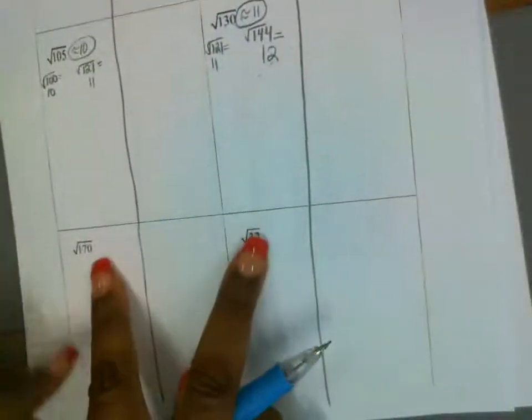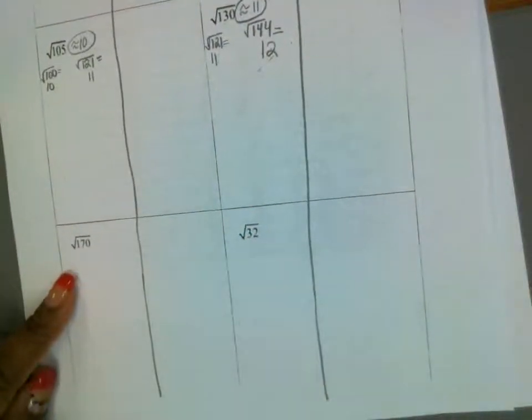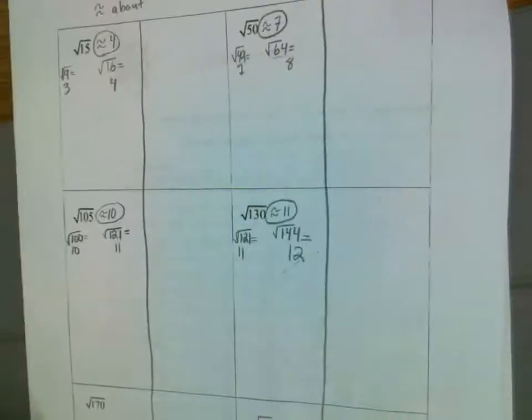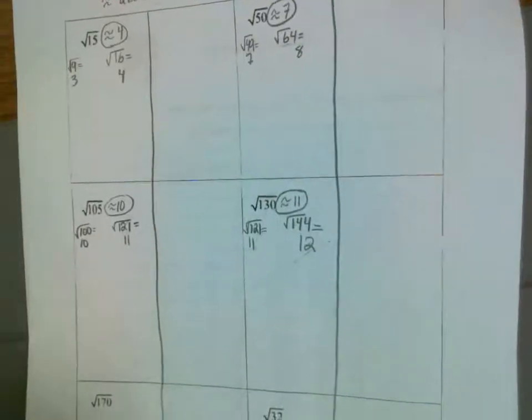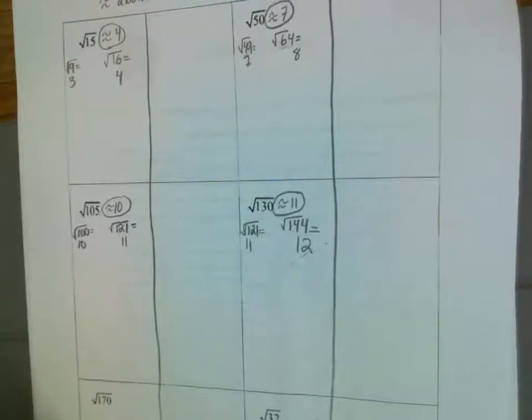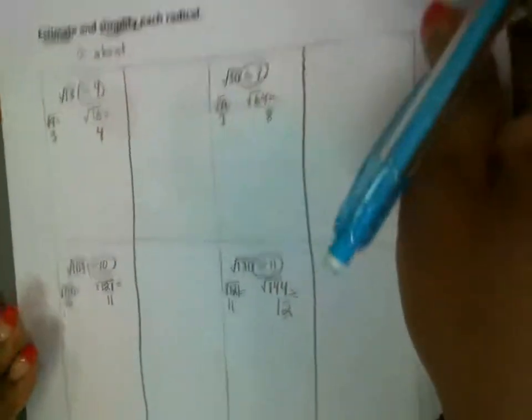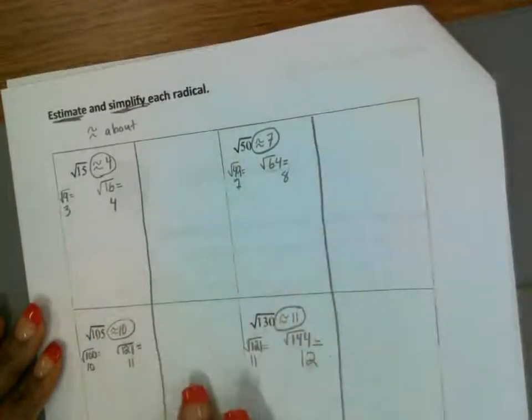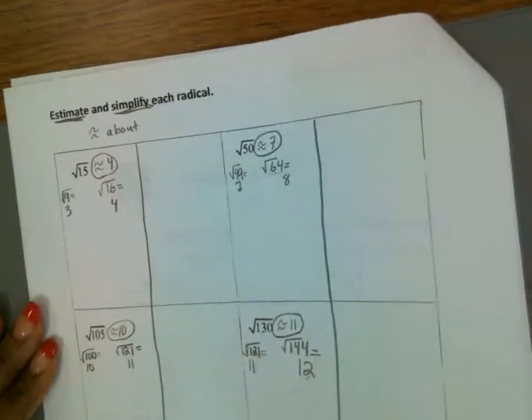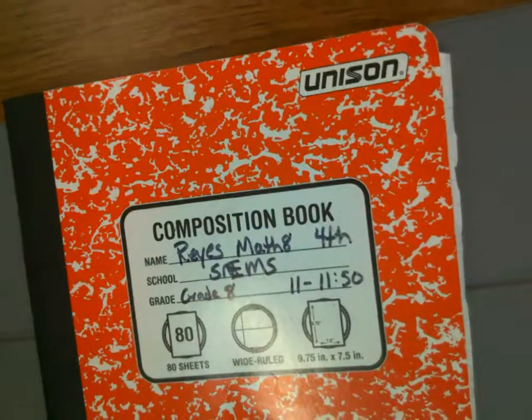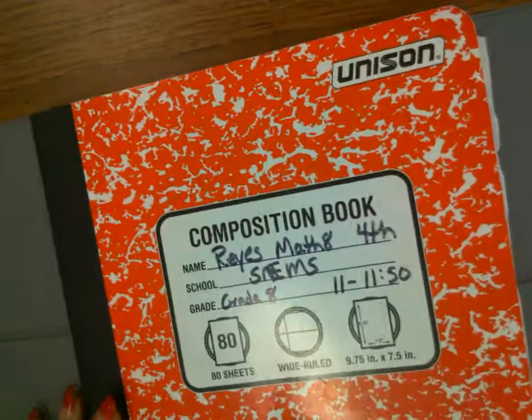Okay. See if you can do these two on your own, and I'm going to pause for the calls, okay? Any questions about estimating before I do simplifying? Okay. All right, I'm going to move on. Now we're going to simplify. We're going to be simplifying in these boxes right beside it, okay? But before we do that, we're going to write how to do that in our notes. So take out your composition notebook. Take out your composition notebook.